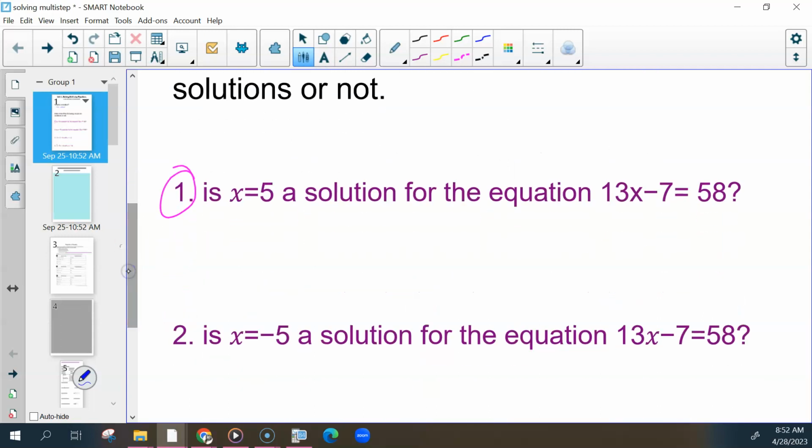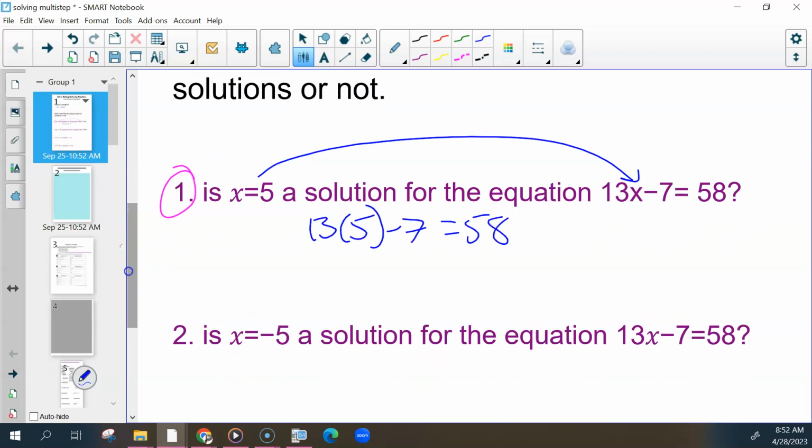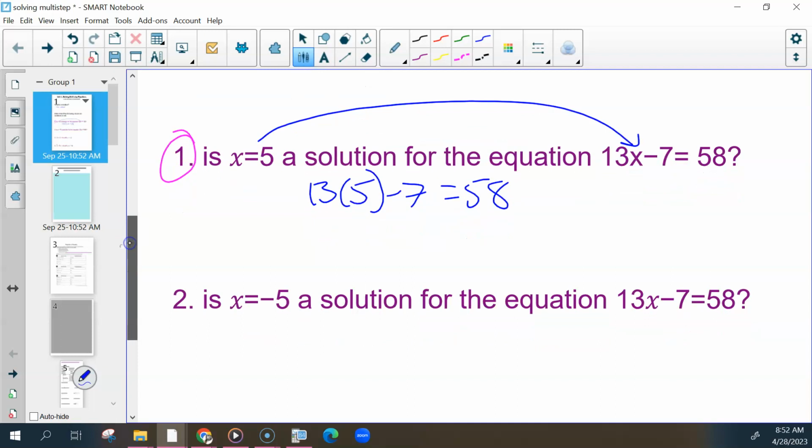Okay, so I could put this back in for x. And see, does that work? If it does, then I know it's right. If it doesn't, then I know it's not right. Okay, make sure you're writing this down. Alright, so go ahead and multiply that. Tell me what you get.